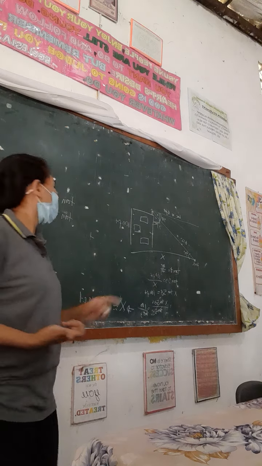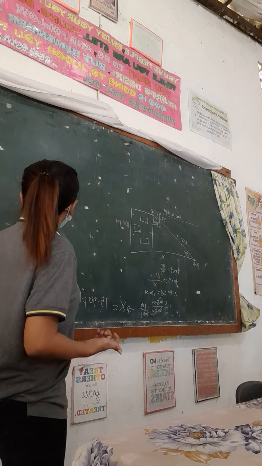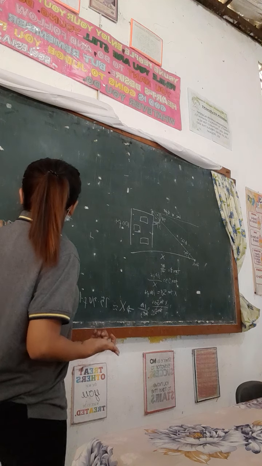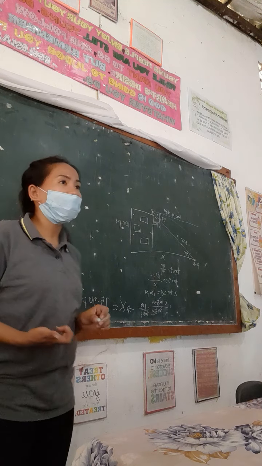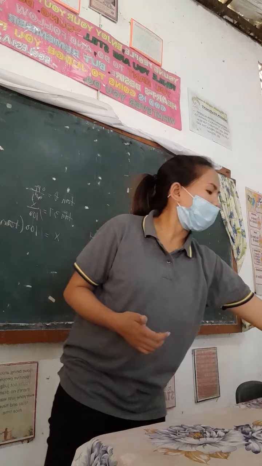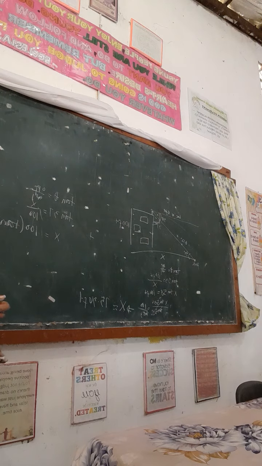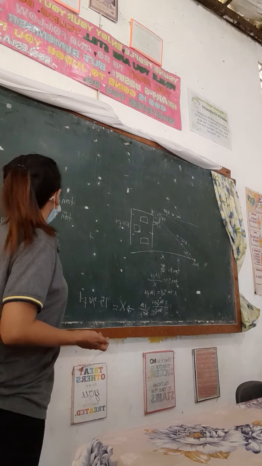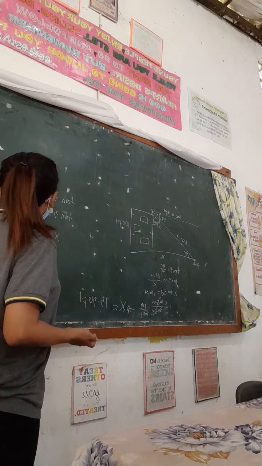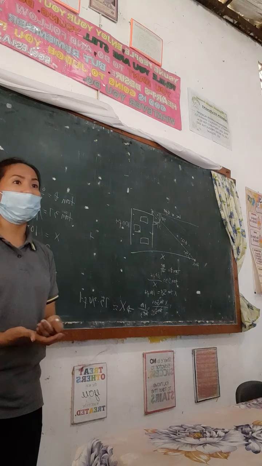Now, solving for x, cross multiply, x equals 100 times tangent 37. Now, can you give me the value of 100 times tangent 37? Do we have the same value? Yeah. So, approximately, we have 75.36 feet. So, either way, you will get the same value.